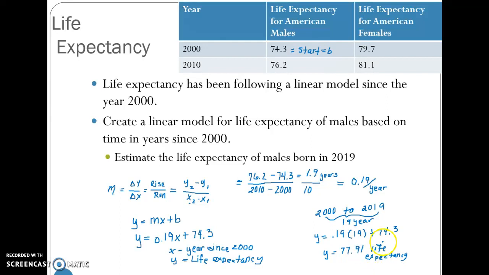Now, I also gave you information on this slide for females, and I would encourage you on your own to work through the same process of finding a linear model, finding slope for that model, and then using your model to predict the life expectancy for females that were born in the year 2019.